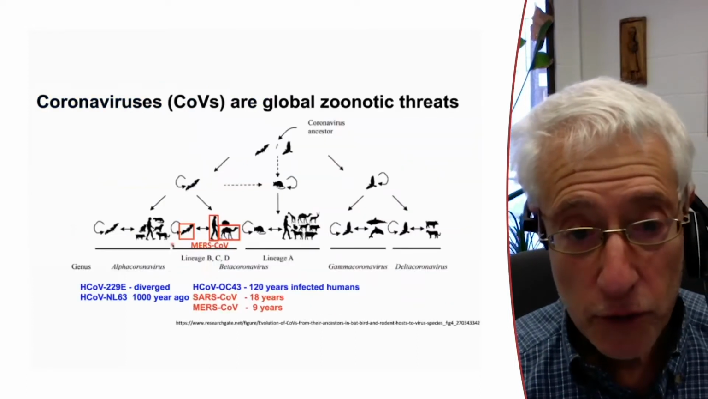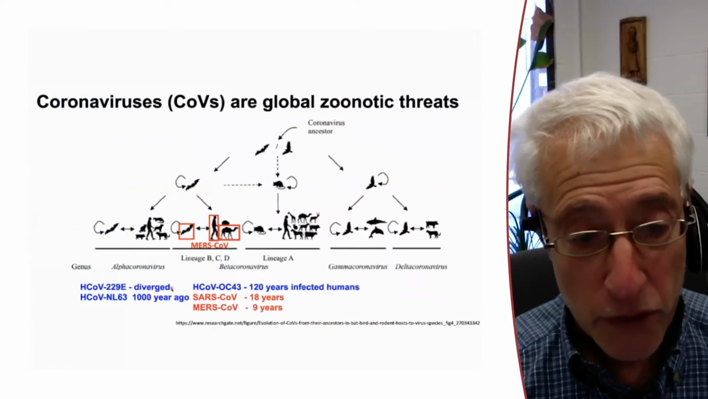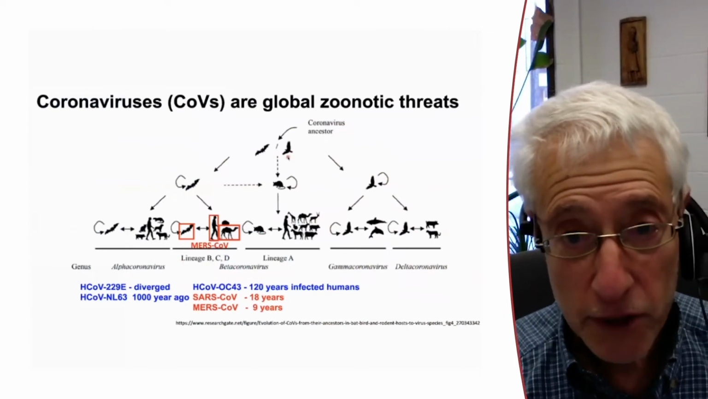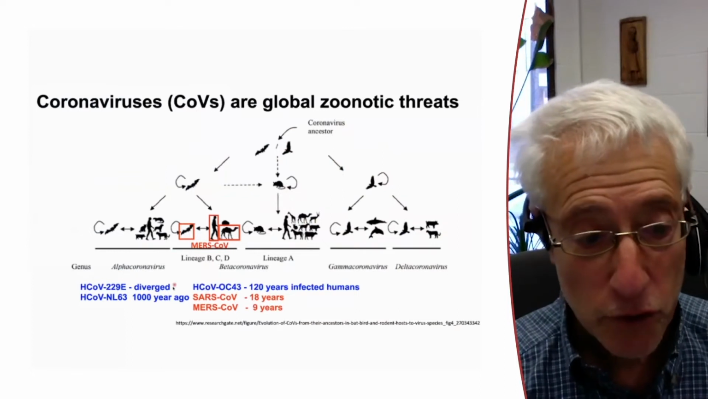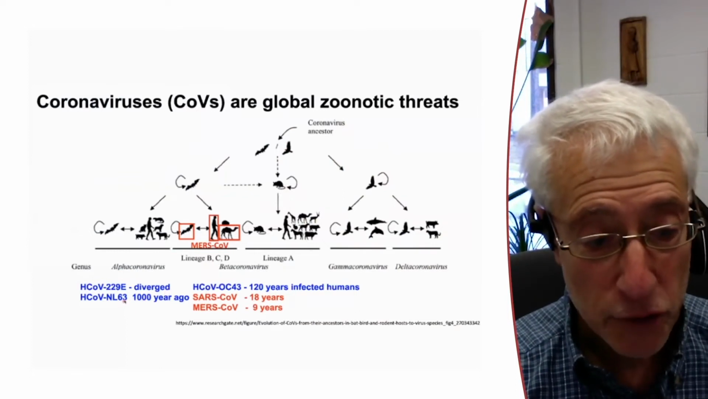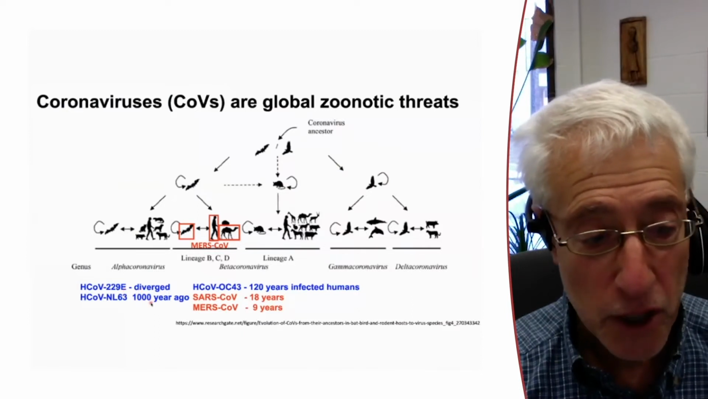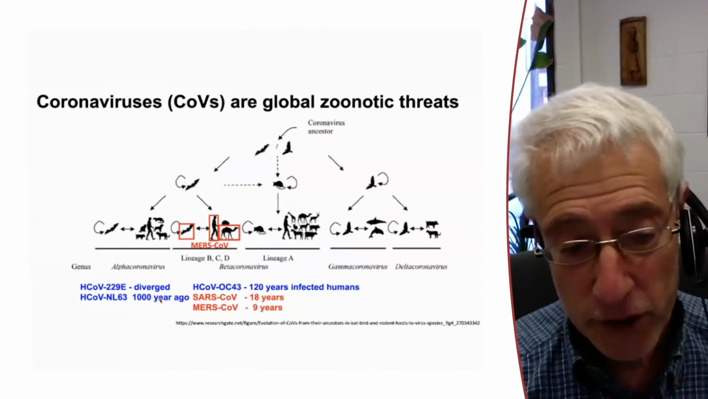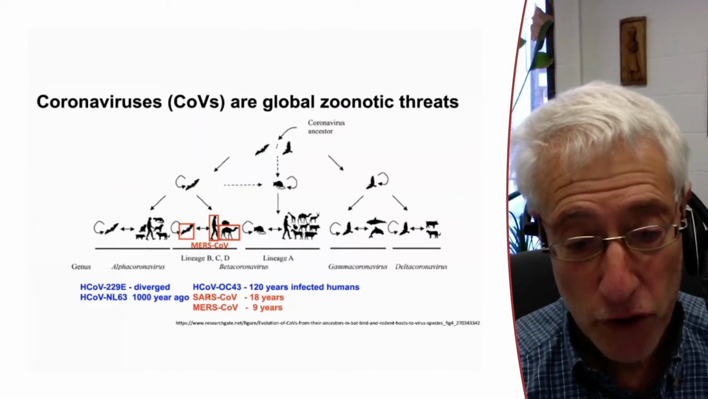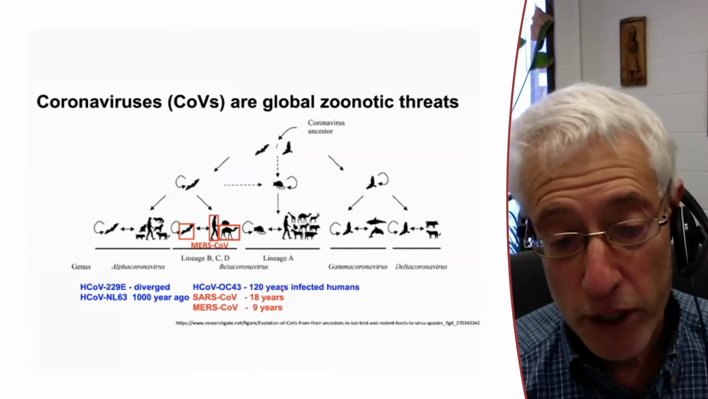So these are some of the places that we think the coronaviruses arrived. We think these are, for the most part, bat coronaviruses. 229E and NL63 diverged about 1,000 years ago. 229E entered human populations maybe 300 years ago. People think NL63 may be a few hundred years longer than that. OC43 entered human populations 120 years ago.